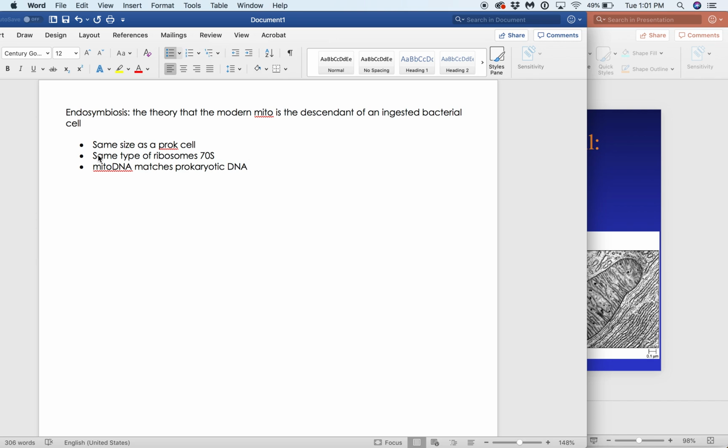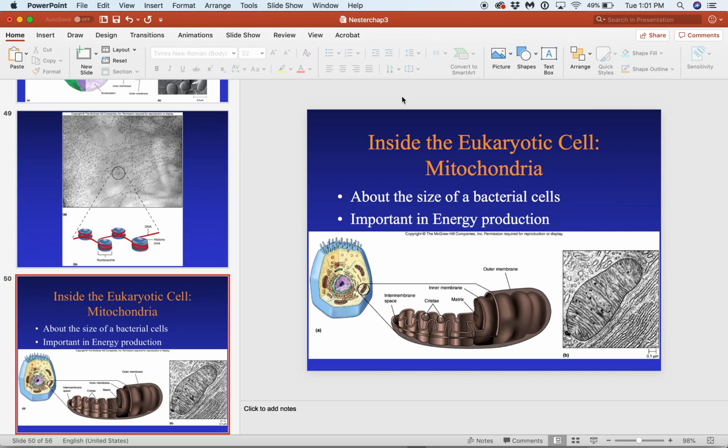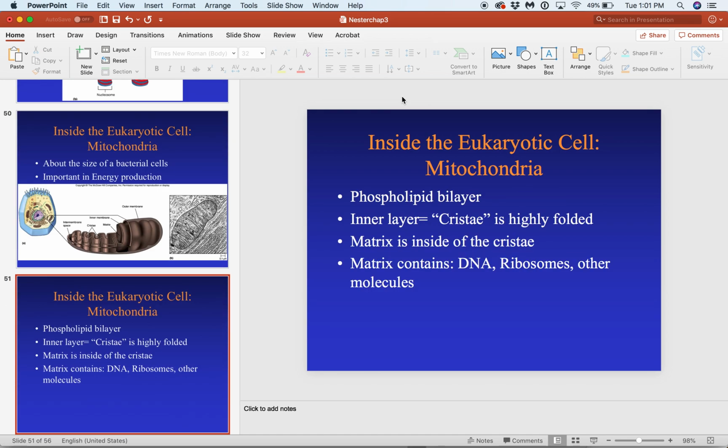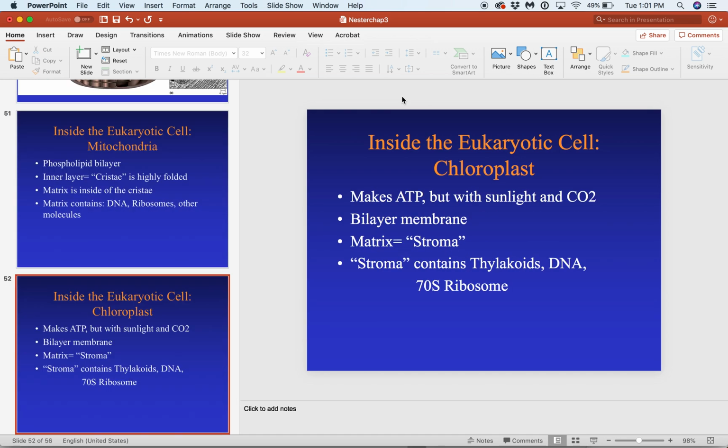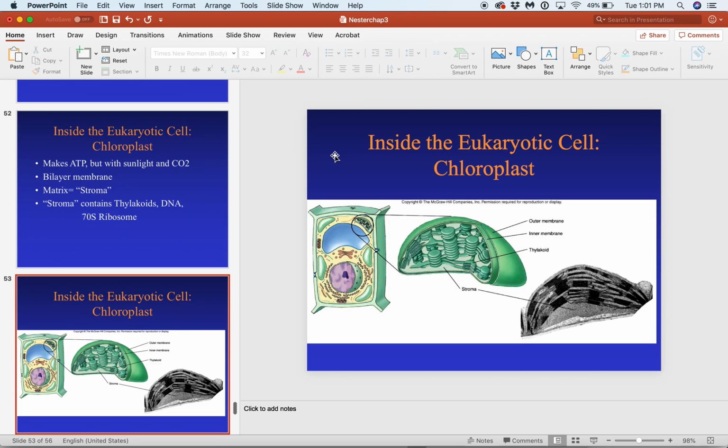All right, now when it comes to the chloroplast, okay, we got this. It was actually the chloroplast that led to the endosymbiosis theory being developed, because similar to a mitochondria, the chloroplast has an outer membrane and an inner membrane. We call the folds on the inner membrane the thylakoids, not cristae. And we don't call the area in between the two the matrix, we call it the stroma.